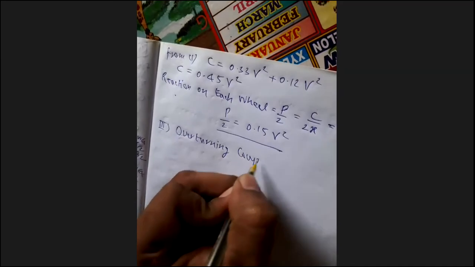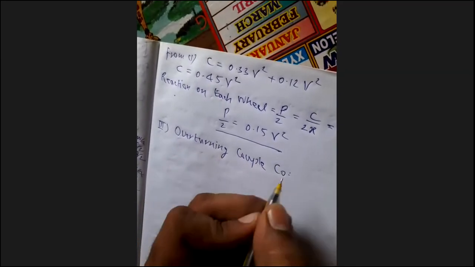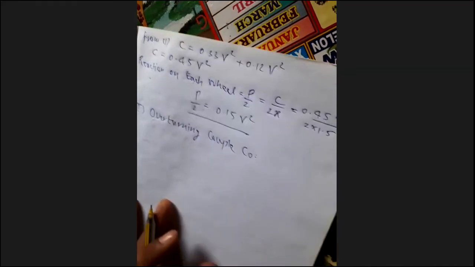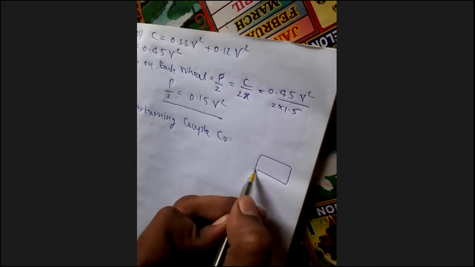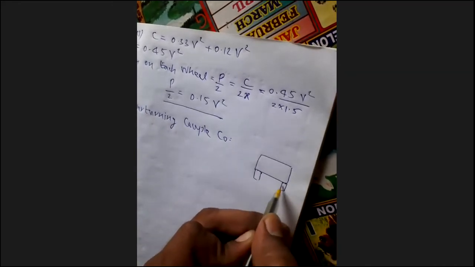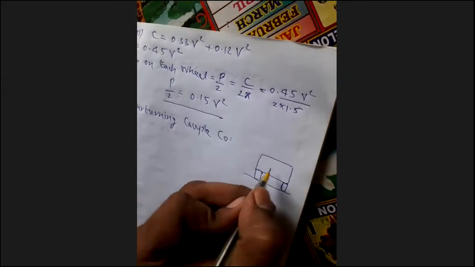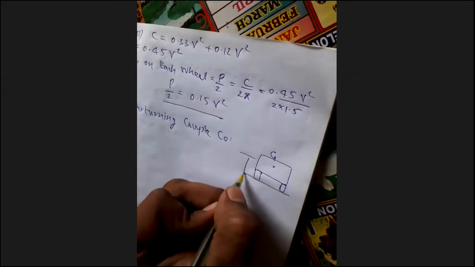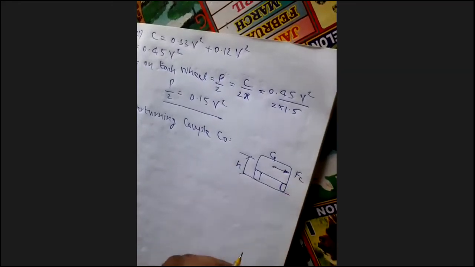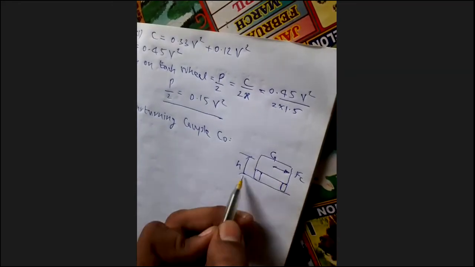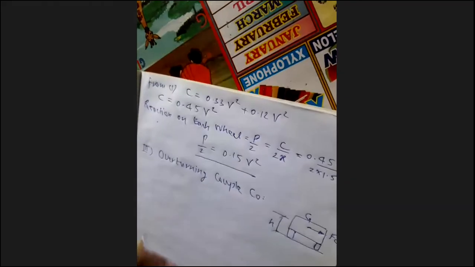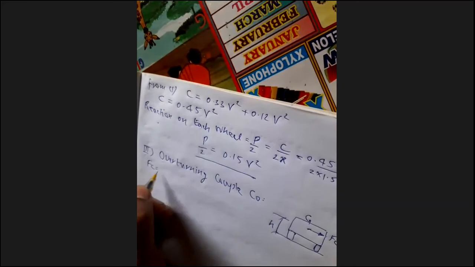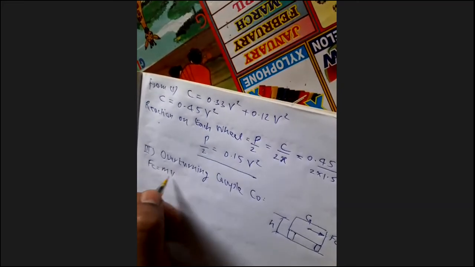Overturning couple, CO, is caused by centrifugal force. So I am drawing the front view of the vehicle. Suppose this is the CG of the vehicle at height h, and this is the centrifugal force Fc acting. So this Fc into h is the overturning couple. Let us first find the expression for Fc. Fc is mv square upon r.